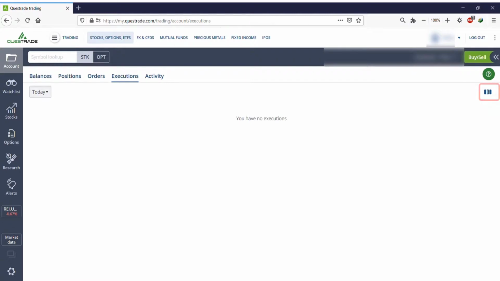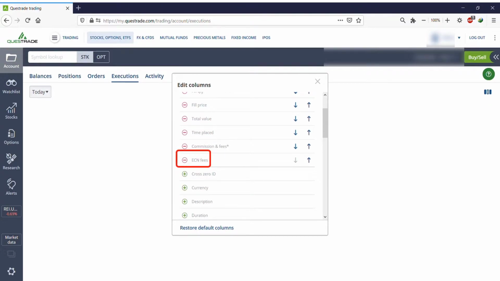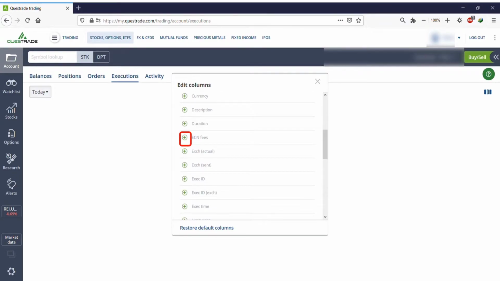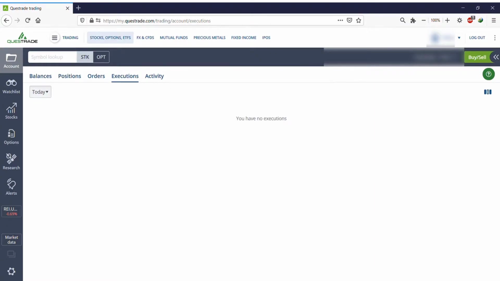So what I want you to do is, as you can see, there is a library type of icon. You're going to click on that and, as you can see, I have added ECN Fees myself. It is not added by default, so let me just remove it. You see it's not added by default, and you're going to find it and click on this plus sign to add it. When you add it, it shows you how much ECN Fees Questrade is going to deduct from you. Okay, so that's it for this section.